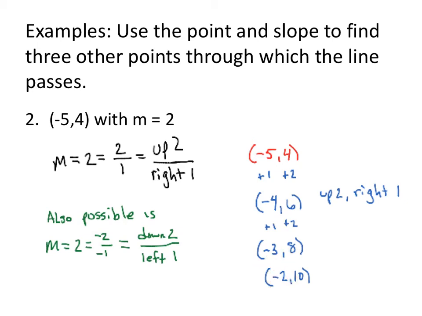Similarly, we could go left 1, so that takes us to a negative 6. And down 2, so from 4, I'll go down 2 and get to 2. Down 1 with x, down 2 with y. And I can go in that direction as well.